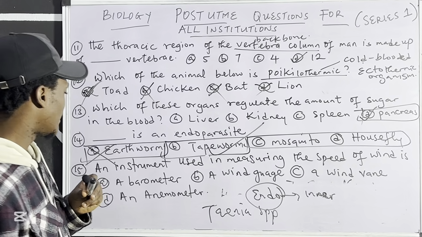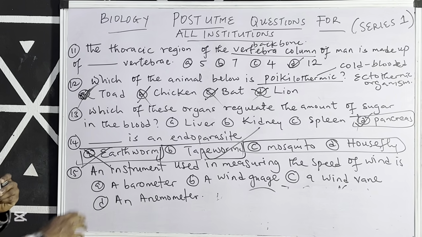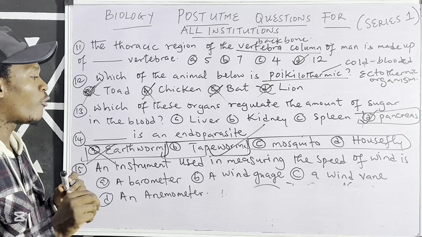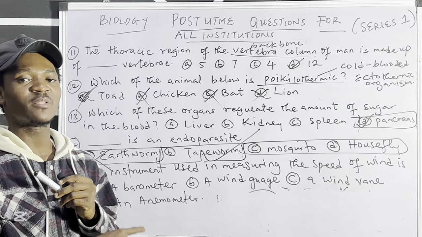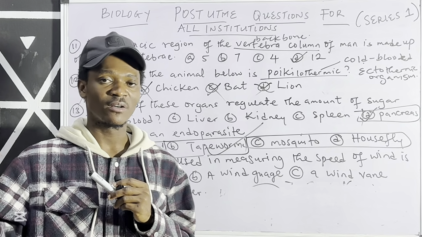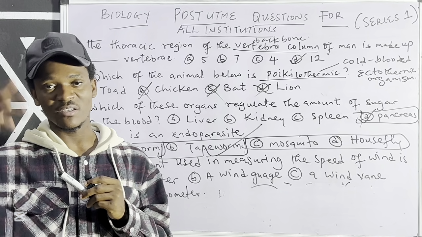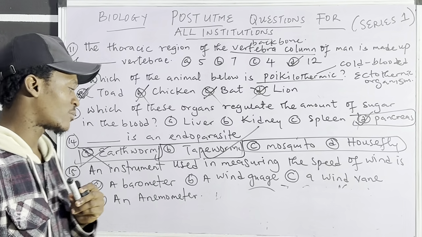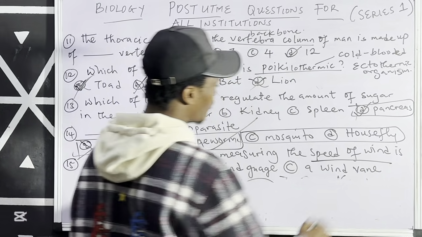Take note of that. Then the last question for this session is question 15. An instrument used in measuring the speed of wind is. Now this question is often repeated in very many examination bodies. They love this question so much, because this is coming under the abiotic factors or abiotic component of ecosystem. An example is actually wind, and they bring different instruments that can be used in measurement of these different abiotic factors. Now, looking at the question, they said speed of wind. Don't forget, speed of wind.